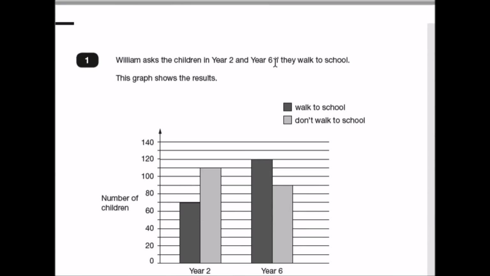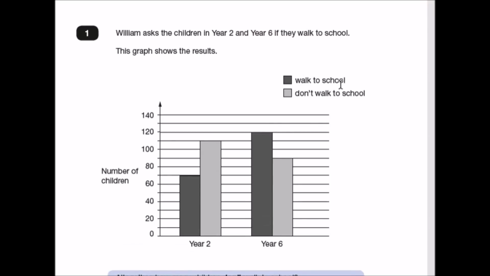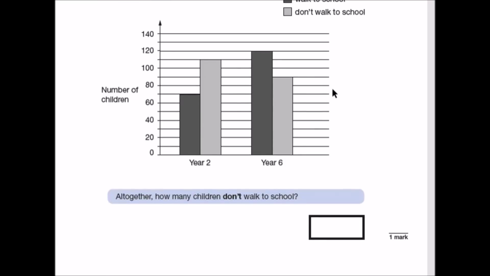Now, let's just jump in, yeah, guys? You ready? So let's move. So number 1, William asks the children in year 2 and 6 if they walk to school. He's a nice guy. The graph shows the results. So we have the dark shaded, which represents the kids who walk to school, and the light shaded represents the ones who don't walk to school. So altogether, how many children don't walk to school?